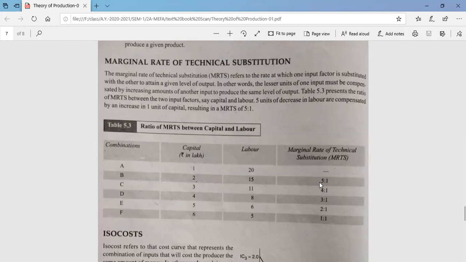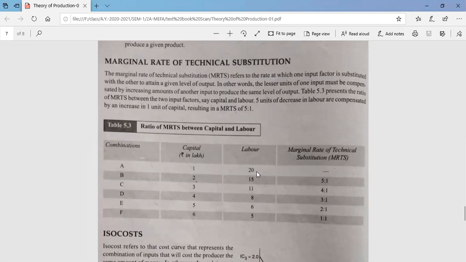So here I am writing MRTS as 5:1. What does it mean? See here, you just see the table. Combination A is 1 lakh input capital and 20 number of labor. B is 2 lakhs of capital and 50 number of labor. And C is 3 lakhs of input capital and labor is 11. Okay. Here what is my 5:1?